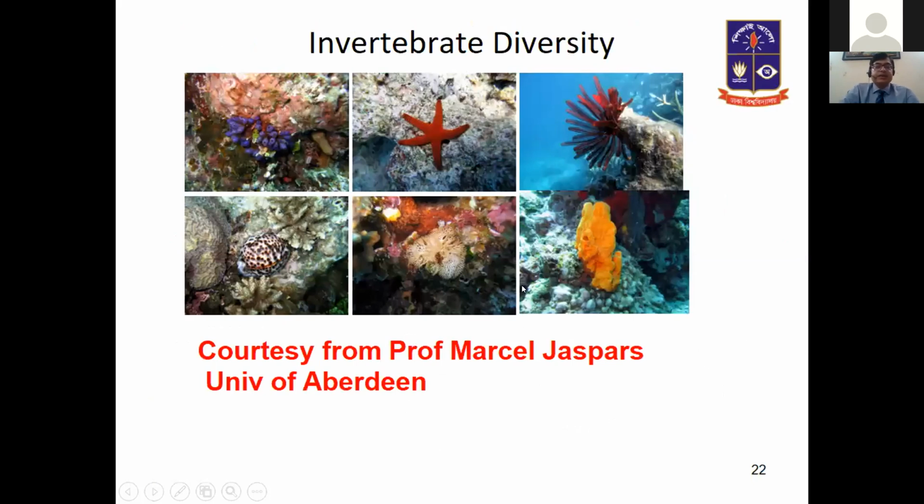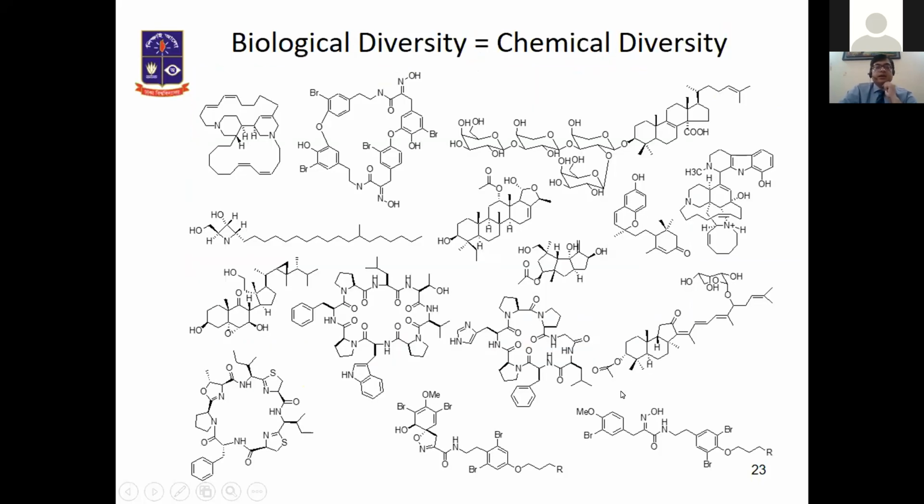Other than plant materials, marine organisms also play an important role in producing secondary metabolites, and this slide shows different kinds of invertebrate diversity. All these natural sources can produce different kinds of chemical compounds, and this chemical diversity can give biological diversity as well. So natural products can play an important role in combating different kinds of diseases.